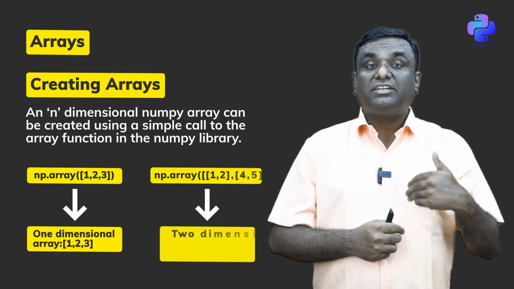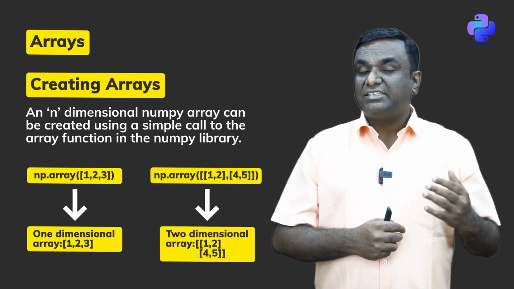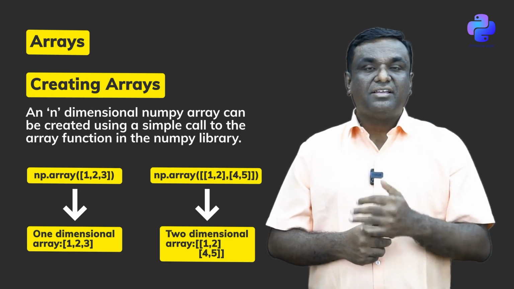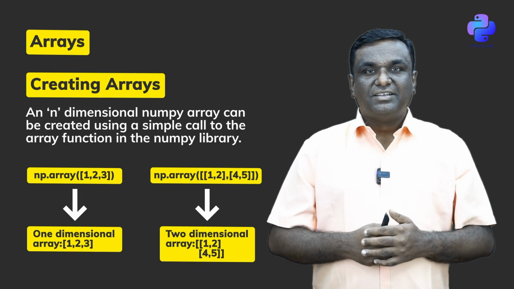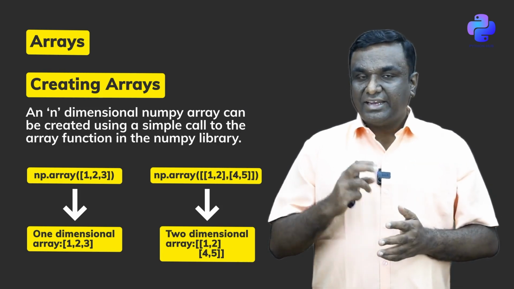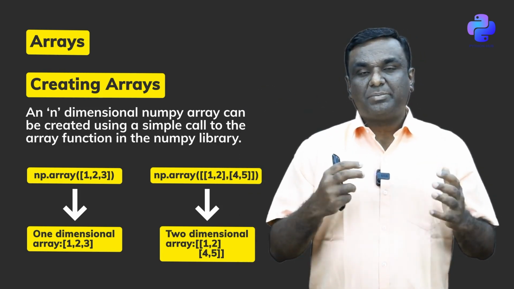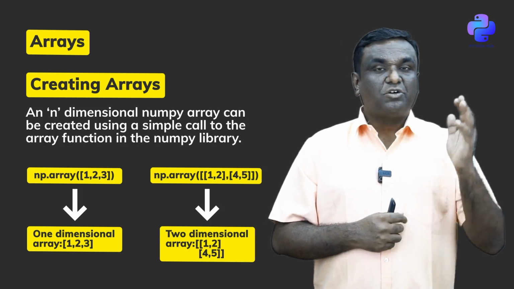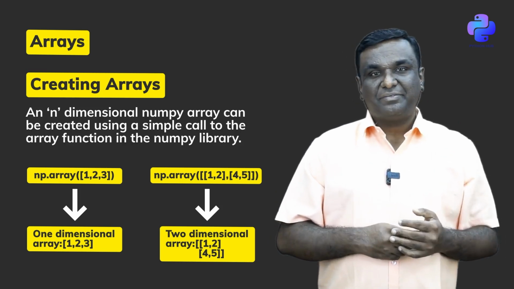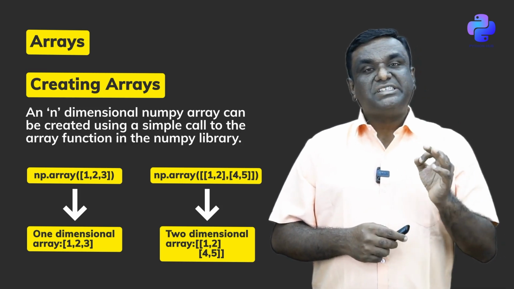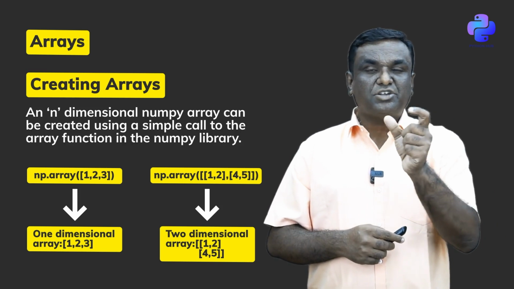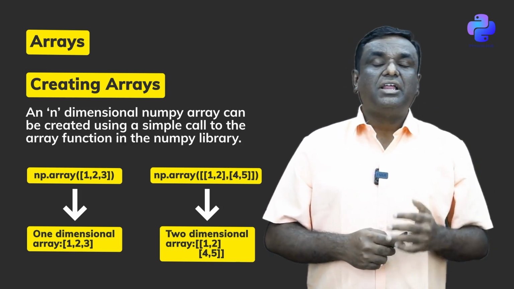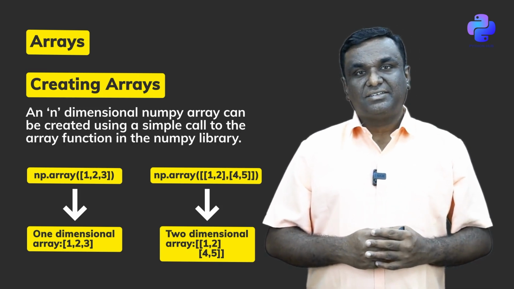If I want to create a two-dimensional array, I can use the same instance of NumPy, np.array, and within brackets [1, 2] and then [4, 5] within square brackets. When you run it, it creates a two-dimensional array of 1, 2 and then 4, 5. So just by using the np.array function, I'll be able to create arrays.